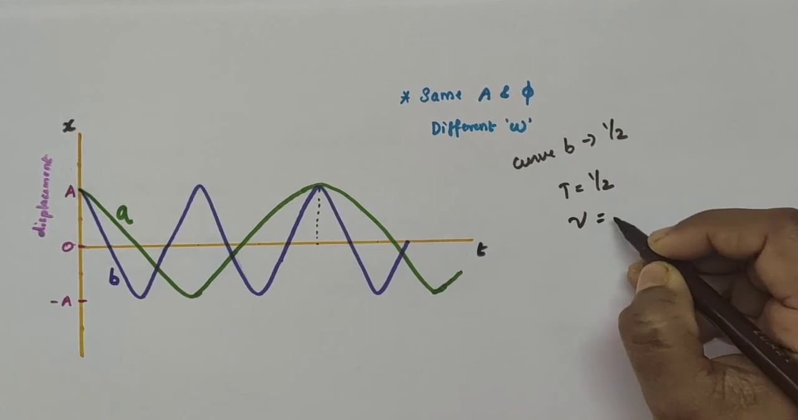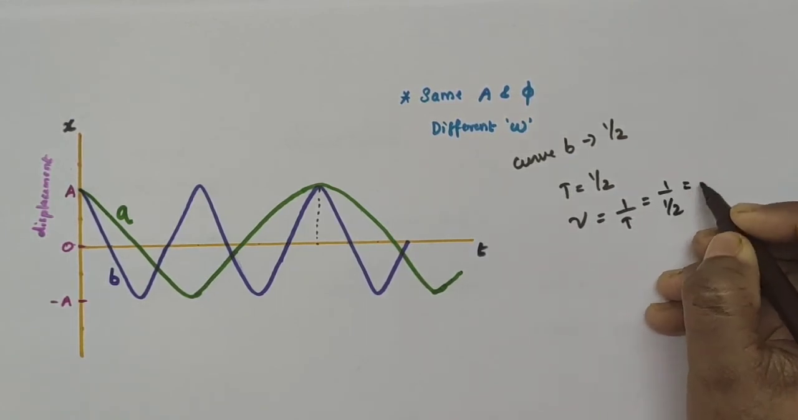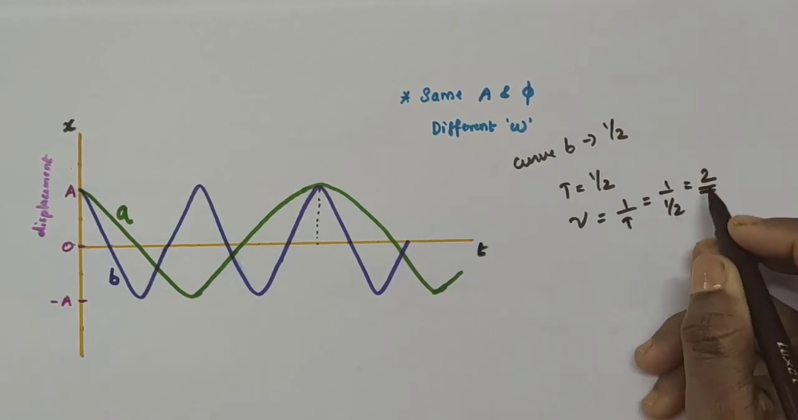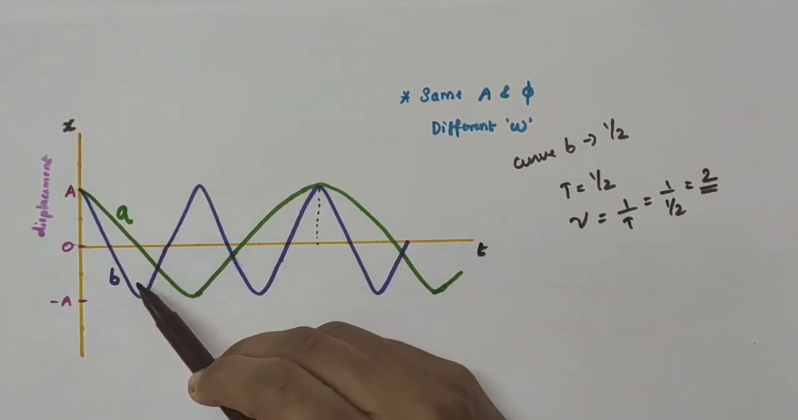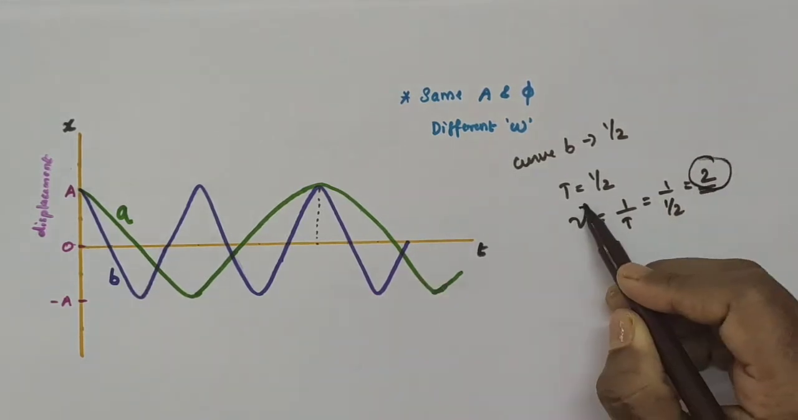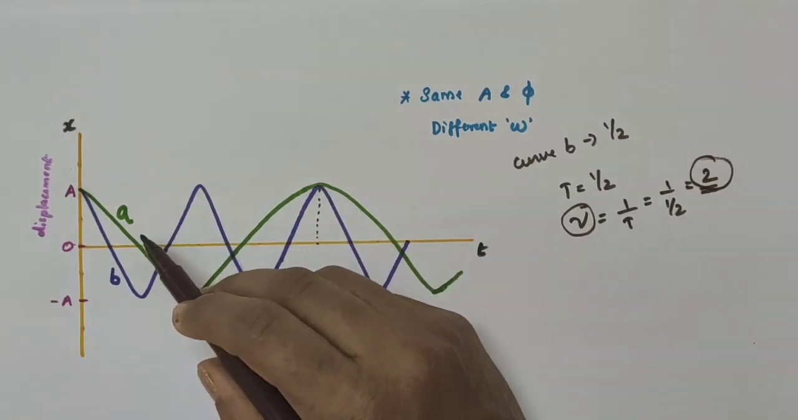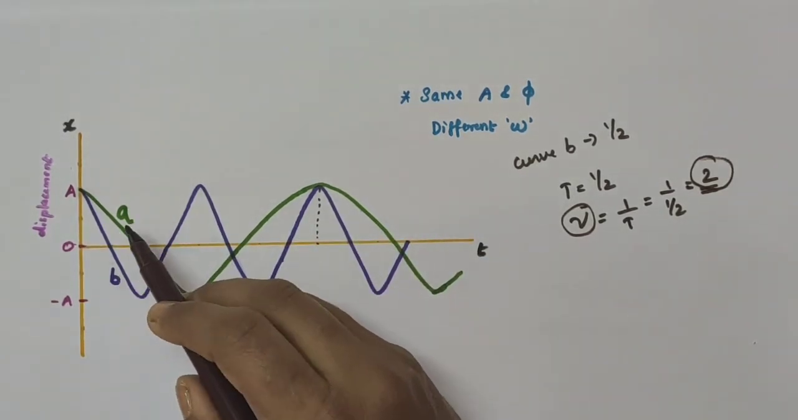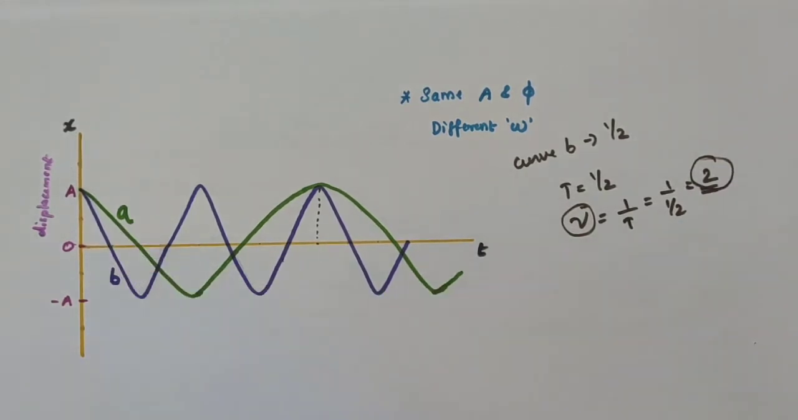So what about frequency? Frequency is 1 by time period, no? So 1 by 1 by 2, that is 2. Reciprocal of 1 by 2 is 2. So we can say that this curve B has half the period but twice the frequency. Twice the frequency of curve A. Curve B has half the period of curve A and twice the frequency of curve A.